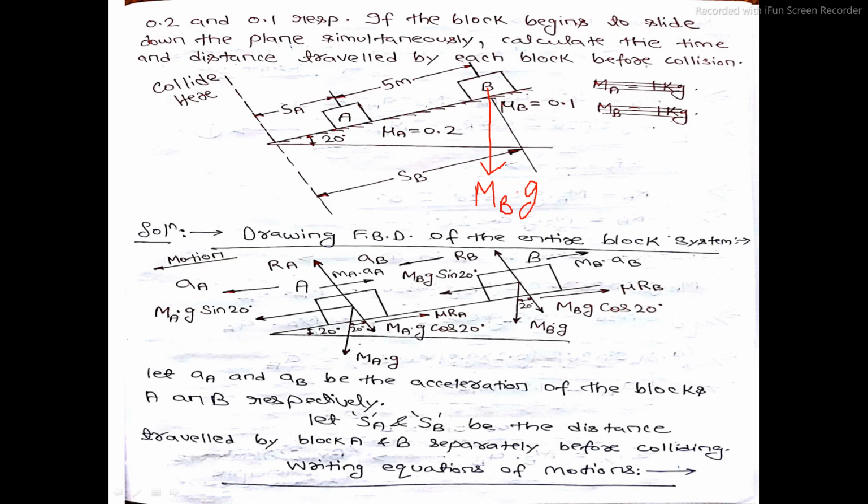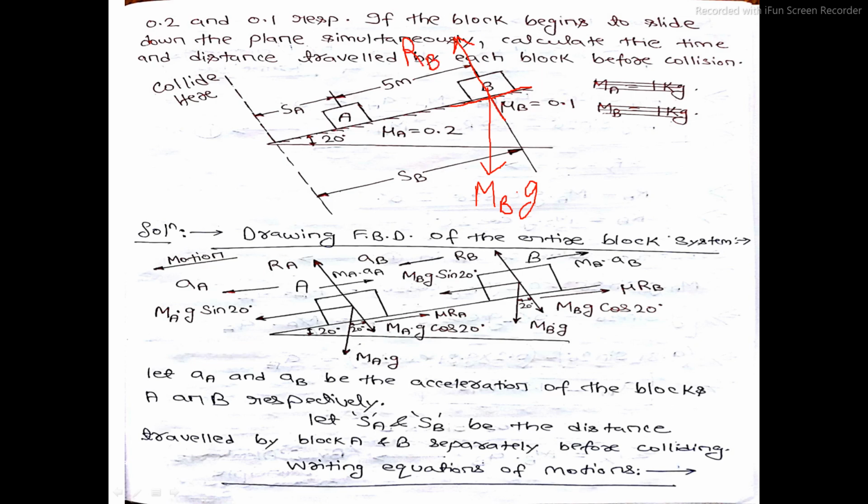That reaction will be perpendicular to the surface. So this surface is like this. This is the inclined plane surface. So the reaction force will act like this at an angle of 90 degrees to the surface, and let this reaction force be denoted by RB.